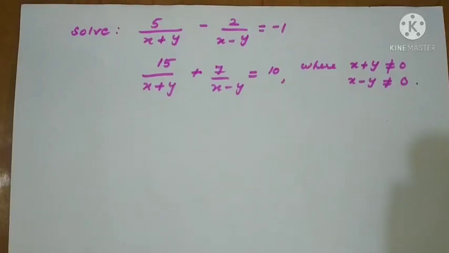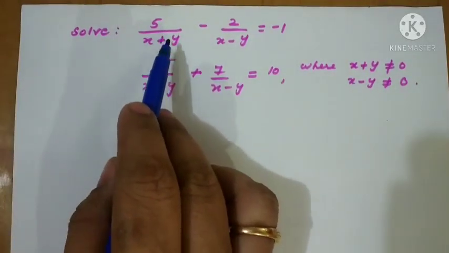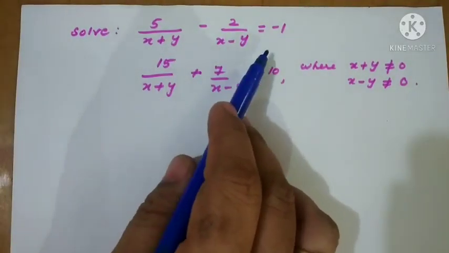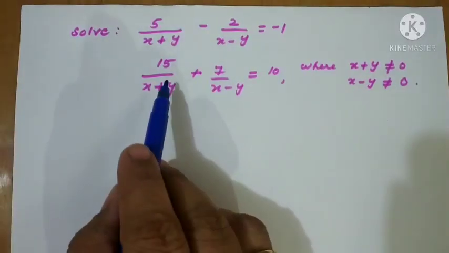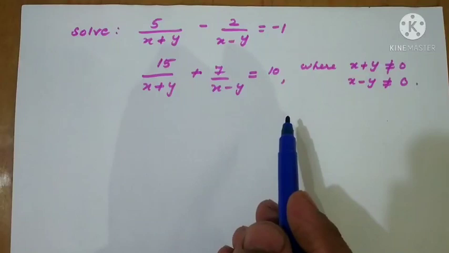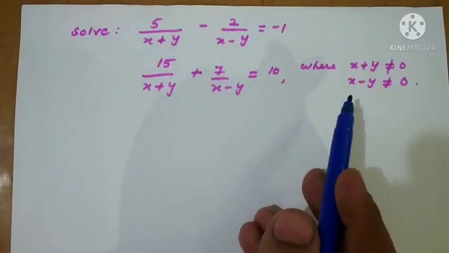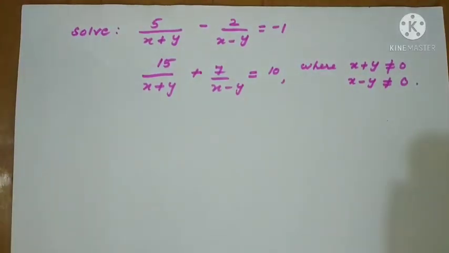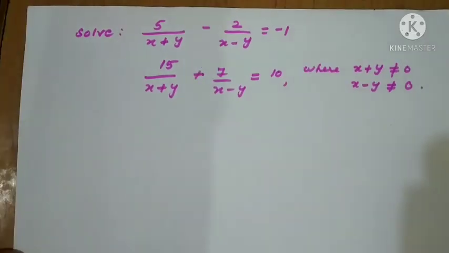Good morning, children. We are again continuing chapter 3, pair of linear equations in two variables. Last class we have seen equations reducible to linear equations, so here also the same pattern we are continuing. Solve 5/(x+y) - 2/(x-y) = -1 and 15/(x+y) + 7/(x-y) = 10, where x+y is not equal to 0 and x-y is not equal to 0.